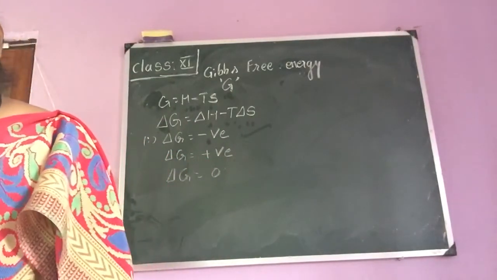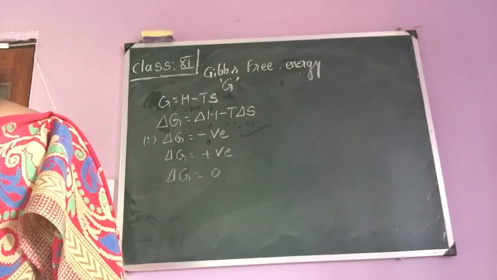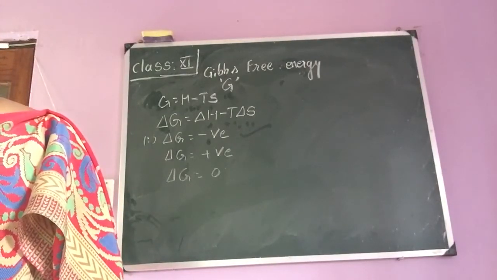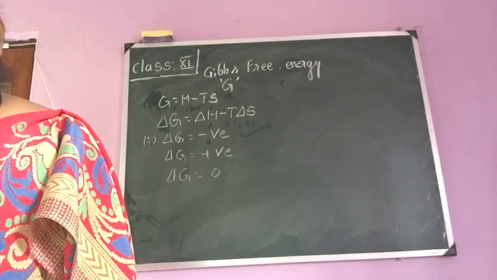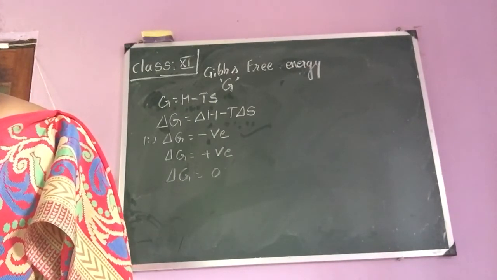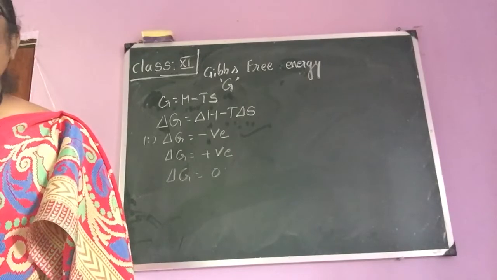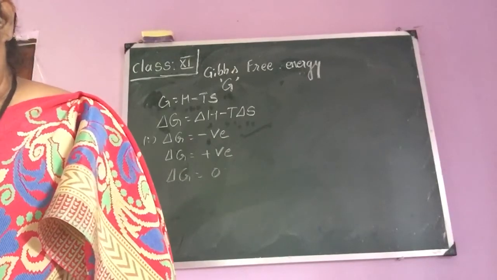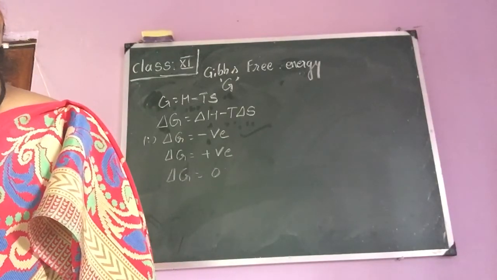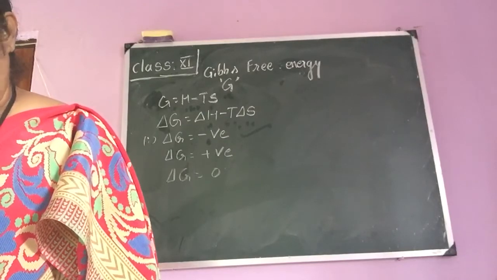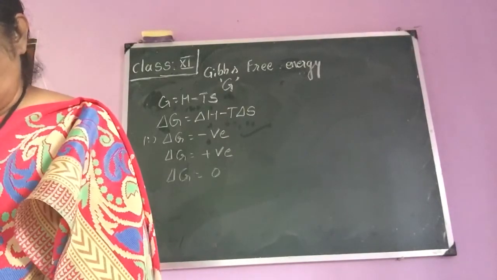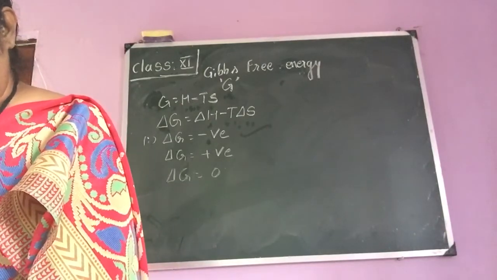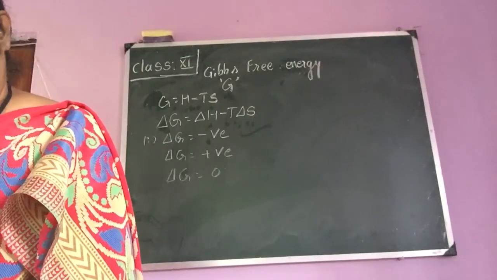Okay, children? So I'll repeat. If del G is negative, the process is spontaneous. If del G is 0, the process is in equilibrium state. There is no net reaction in either direction. If del G is positive, the process does not occur in the forward direction. It may, however, go in the reverse direction. Now, the conditions for spontaneity of a process are: del G must be negative.